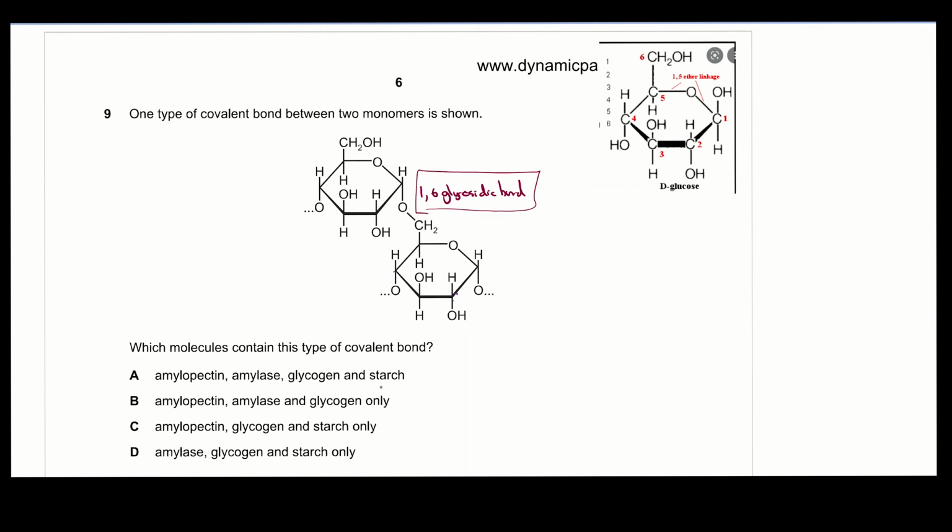Let's see the suggestions we have here. A, amylopectin, amylase, glycogen, and starch. Amylase is incorrect because it only has 1-4 glycosidic bonds, not 1-6. B, amylopectin, amylase, this is also incorrect. C, amylopectin, glycogen, and starch only. All these 3 suggestions are correct. Amylopectin contains 1-6 glycosidic bonds. Same with glycogen. Starch is made by amylose and amylopectin. And as we said earlier, the amylopectin contains both 1-4 glycosidic bonds and 1-6 glycosidic bonds. Therefore, C is going to be correct.